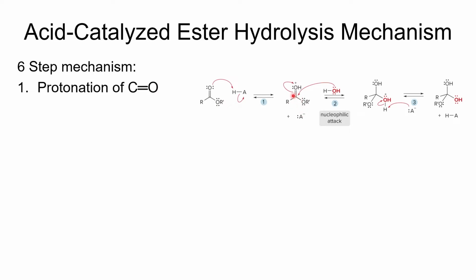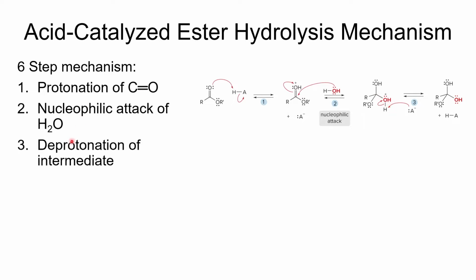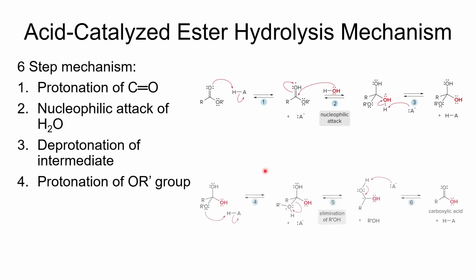That will increase the partial positive charge on this carbon, which will allow for nucleophilic attack of water on that carbon. That will give us this protonated intermediate, and so we will need to deprotonate. So we'll do the deprotonation of the intermediate, and then we're immediately going to protonate the OR group. And so we had the same intermediate when we were looking at the Fischer esterification. We had this exact same intermediate, except there we protonated one of the OHs. Well, here we're protonating the alkoxy group.